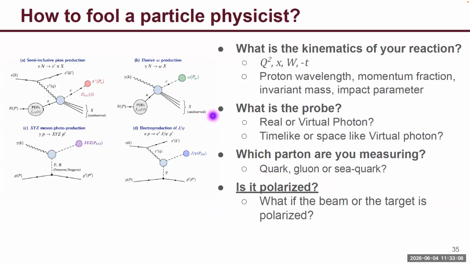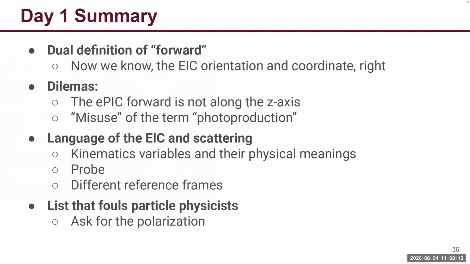So just, if you don't remember any of that, just remember the last polarization. Okay, so I think now we can summarize. We talked about the dual definition of forward. I hope that you are all confused. Very good. We can talk about it maybe in the discussion to unconfuse yourself, as long as you remember there's a problem with the forwardness. Forward in the scattering experiment does not mean the forward in the electron-ion collider and vice versa.